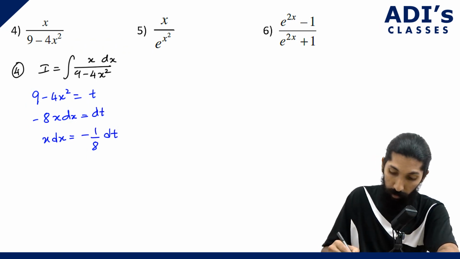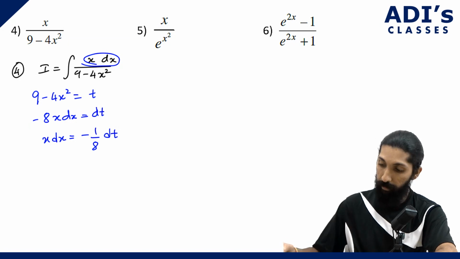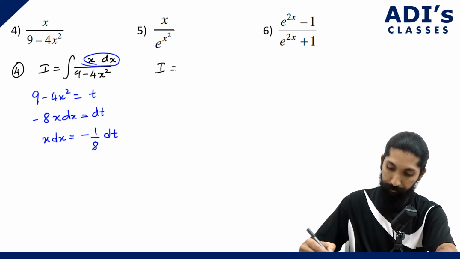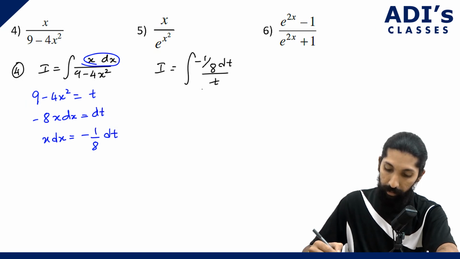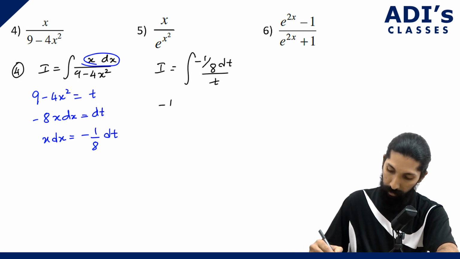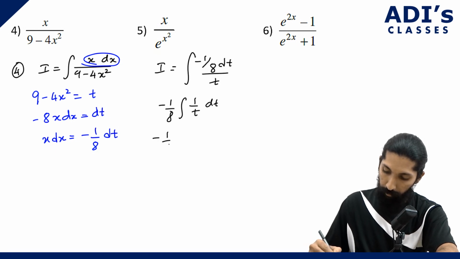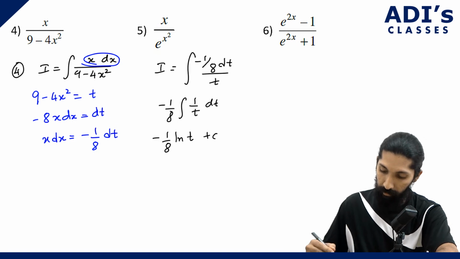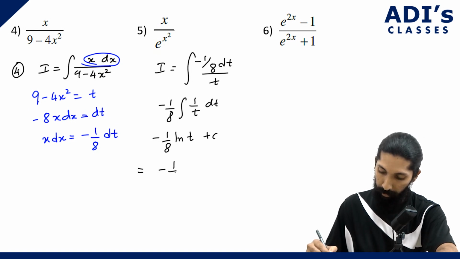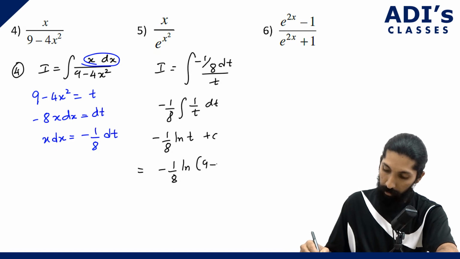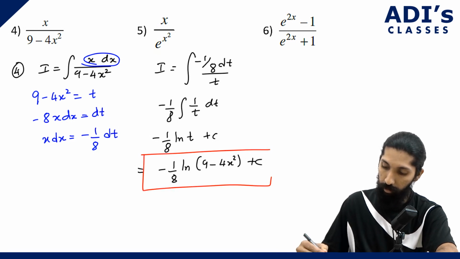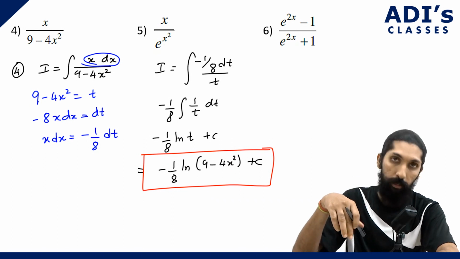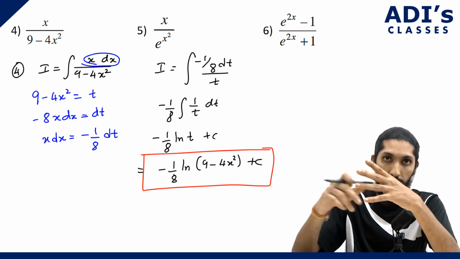Substitute directly in place of what? In place of this x dx, right? So you will have I is equal to integral of minus 1 by 8 dt divided by t, right? So minus 1 by 8 integral of 1 by t dt. So minus 1 by 8 log t plus c. So minus 1 by 8 log of 9 minus 4x square plus c. So this is going to be the final answer. Fair enough? So take normal simple log and you'll get the answer.